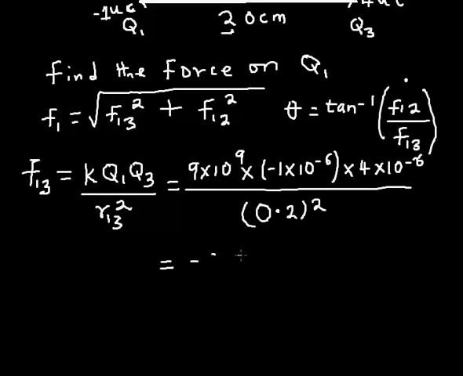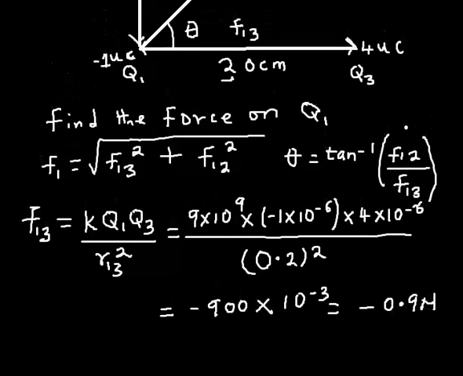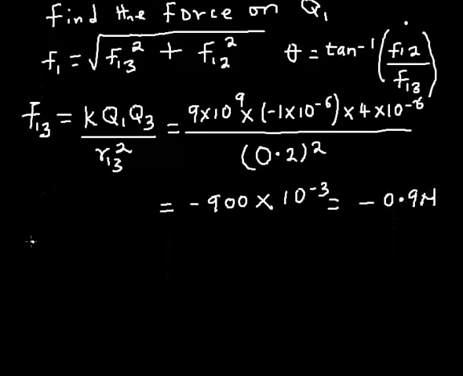Of course, that 900, don't forget the powers. If I evaluate the powers of 10, I'm going to have 10 raised to the power minus 3. So if I divide 900 by 1000, I'm going to have 0.9. So I'm having minus 0.9 Newton. Okay, so let's go to the other force, F12.